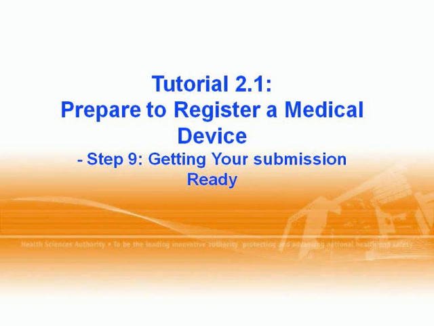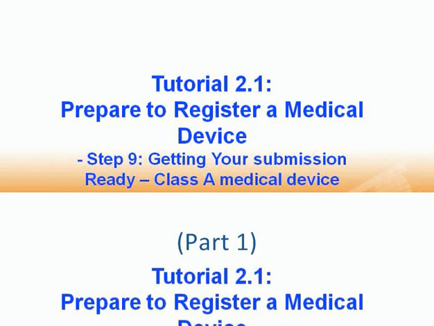Welcome to Tutorial 2.1, Step 9, Getting Your Submission Ready. This section is split into two subsections, one for Class A medical device submission and another for Class B, C, and D medical device submission. In this tutorial, you will learn about the steps and documents required to register a Class A medical device. If your product is not a Class A medical device, this is not the correct tutorial. Please refer to the tutorial for Class B, C, and D medical device.